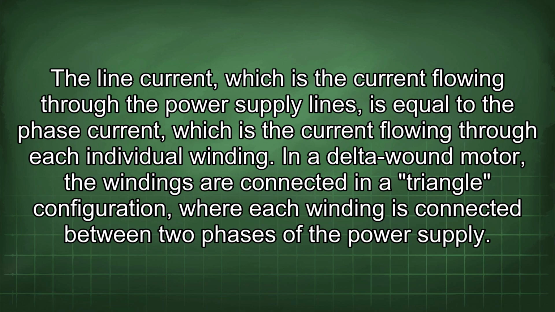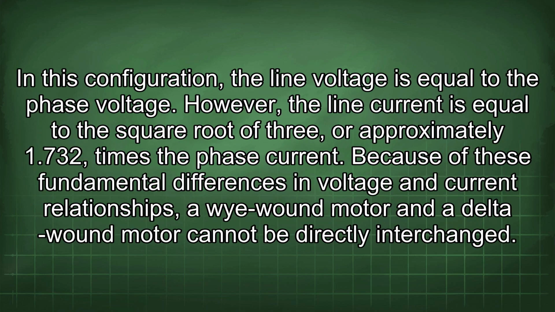In a delta-wound motor, the windings are connected in a triangle configuration, where each winding is connected between two phases of the power supply. In this configuration, the line voltage is equal to the phase voltage. However, the line current is equal to the square root of 3, or approximately 1.732 times the phase current.